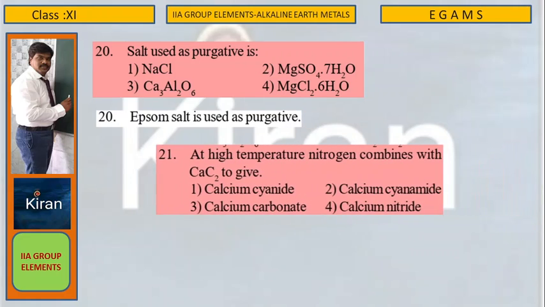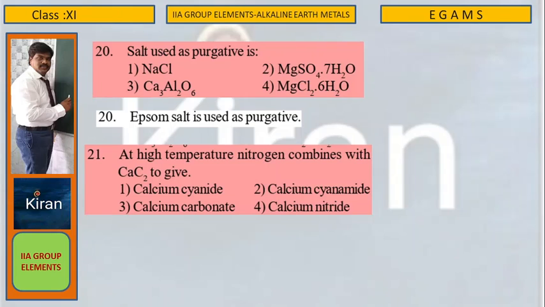At high temperature, nitrogen combines with calcium carbide to give calcium cyanide, calcium cyanamide, calcium carbonate, or calcium nitride. The second option, calcium cyanamide. So these questions all belong to the compounds of calcium and magnesium. These last 5 to 6 questions are not in your syllabus. This is the equation: when calcium carbide reacts with nitrogen, you will get calcium cyanamide and carbon.